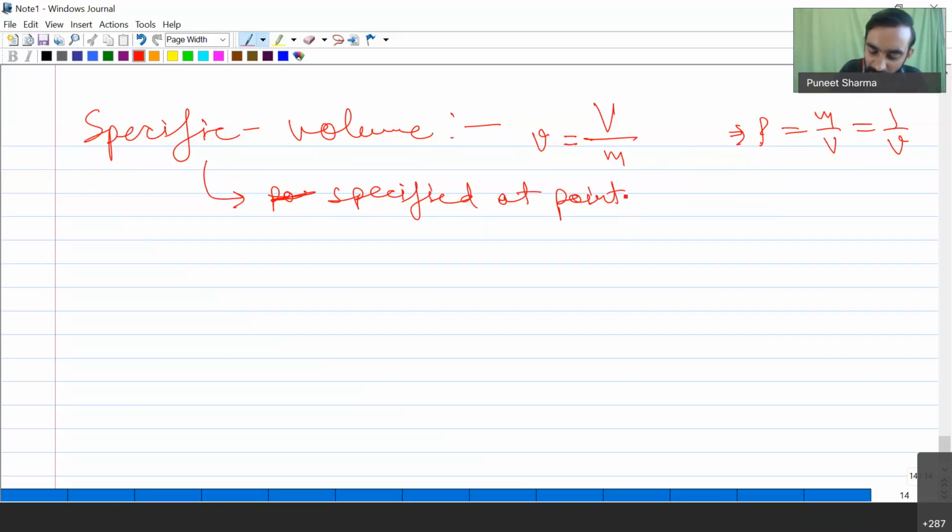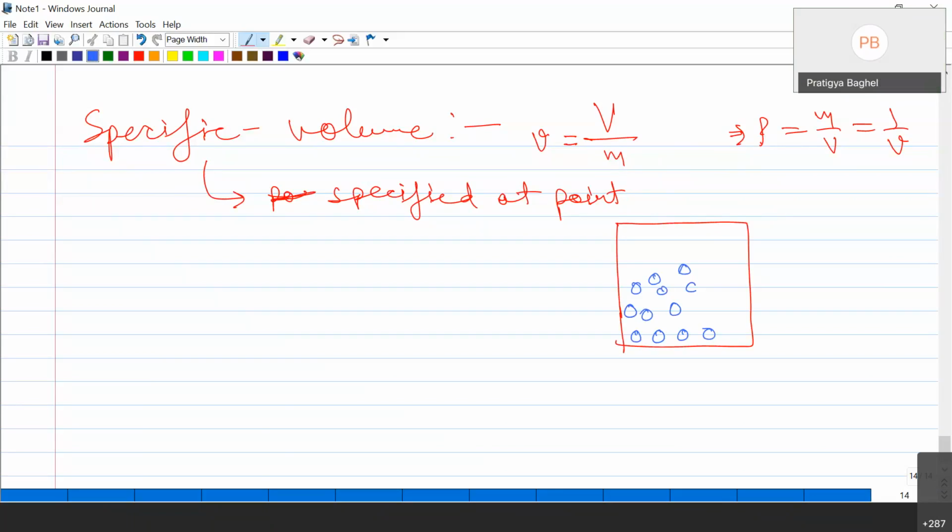Because we have already seen that if we go into the molecular level, so at the molecular level, what will be happening? We will be having a situation where we are having molecules and we will be having certain portions where we are having void spaces. Okay.